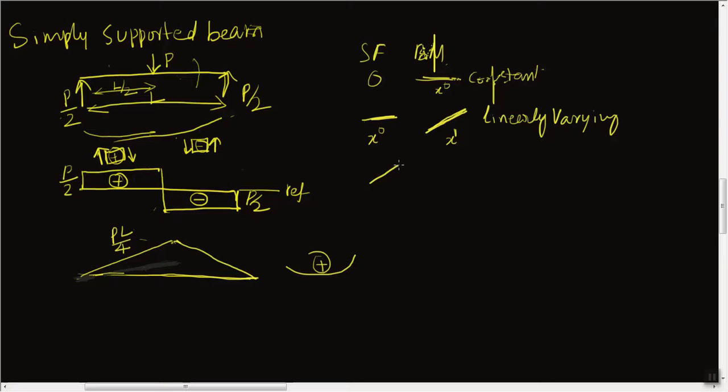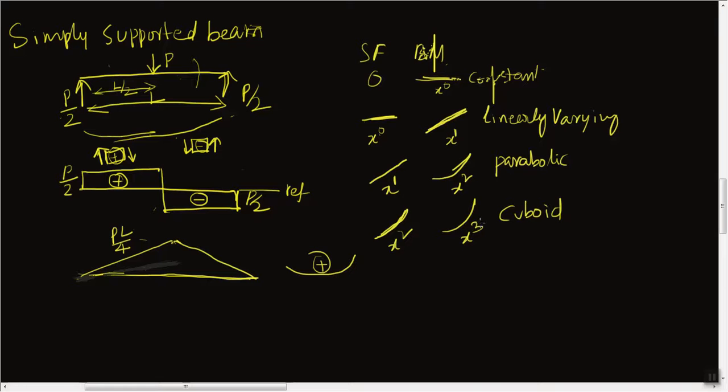If the shear force is linearly varying, the bending moment will be parabolic. Since the shear force is linearly varying, it is x power 1, and the bending moment is parabolic, x power 2. If it is parabolic, the next is cubic, where you can see even more curvature. It is x power 3, and here it is x power 2.